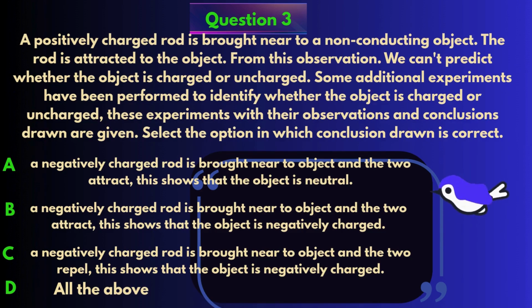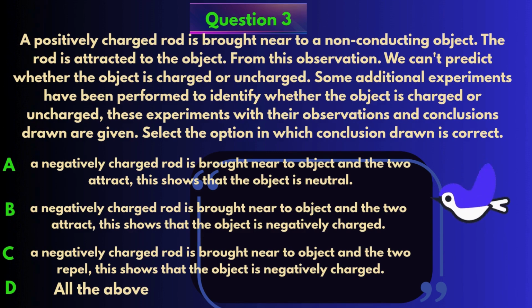Question 3. A positively charged rod is brought near to a non-conducting object. The rod is attracted to the object. From this observation, we can't predict whether the object is charged or uncharged. Some additional experiments have been performed to identify whether the object is charged or uncharged. These experiments with their observations and conclusions drawn are given. Select the option in which conclusion drawn is correct.